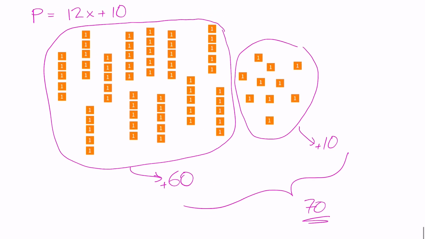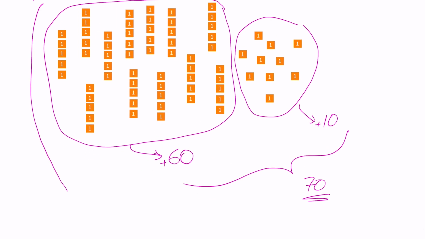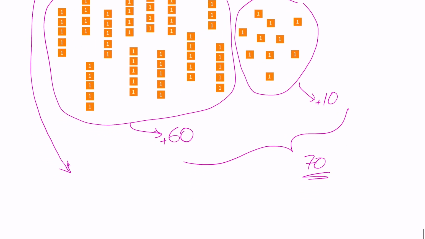I did this using tiles. How could I have done this had I not used tiles? Well, algebra comes to save us in this case as well. I would just write p equals 12x plus 10.